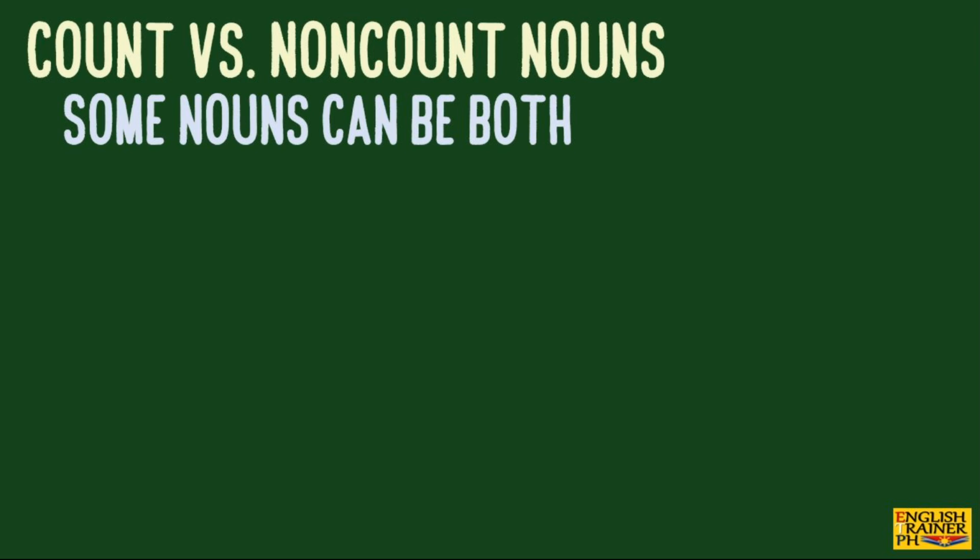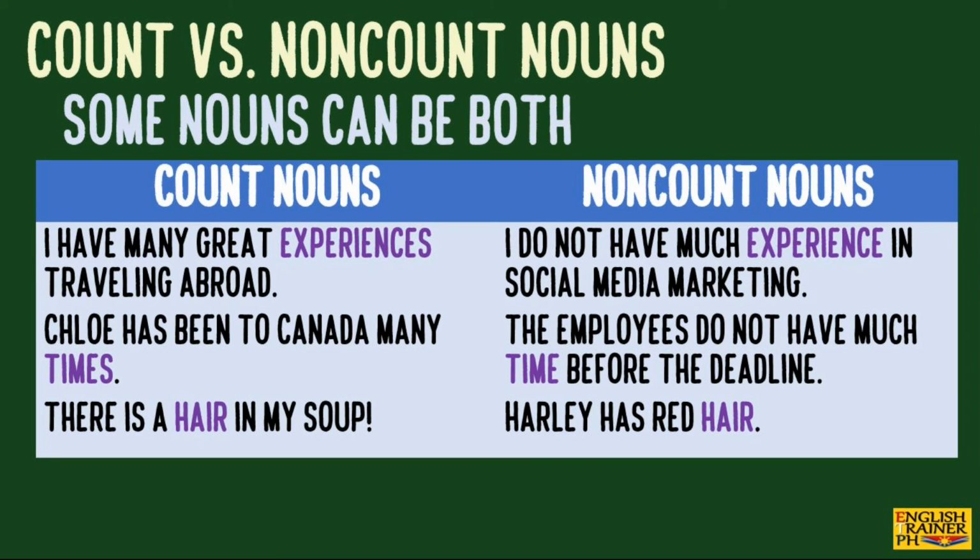The confusing part is that some nouns can be both countable and uncountable. In the first example, the noun experience can be both count and non-count, depending on what you actually mean. In the first example for count nouns, experiences here means something that happened to you, or something that you experienced. But for the non-count version, experience here means skills, or it can be knowledge, or something like that. So this one cannot be counted.